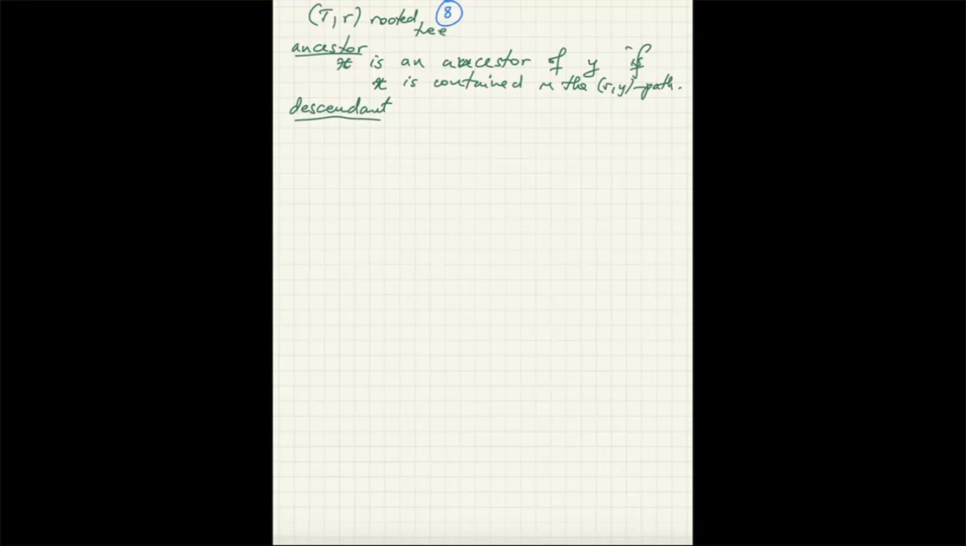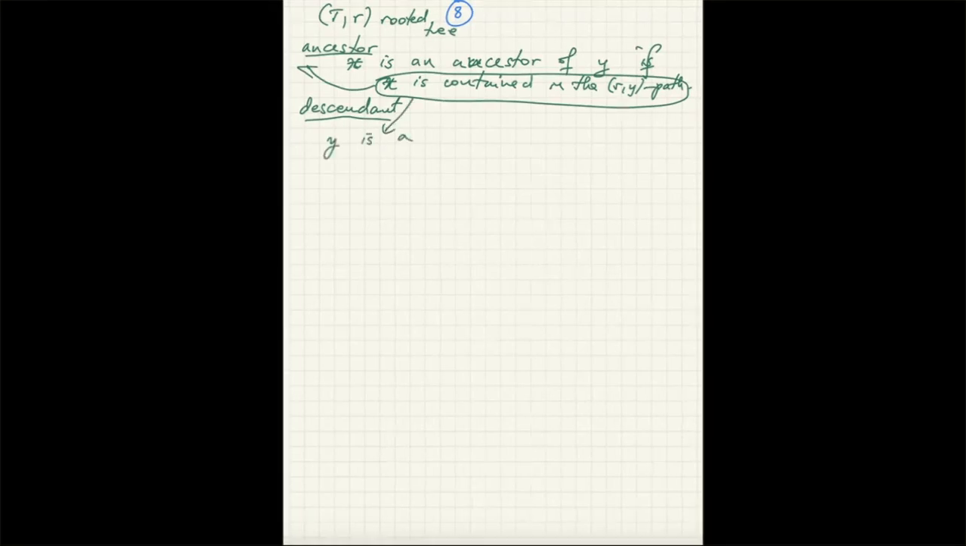So if you have again a rooted tree T_R, a vertex X is an ancestor of Y if X is contained in the R-Y path. A parent is an example of an ancestor, but you can have the parent of the parent and so on. That's also an ancestor. And a descendant is the other way around. If X is contained in the R-Y path, then X is an ancestor of Y, and you can say that Y is a descendant of X.